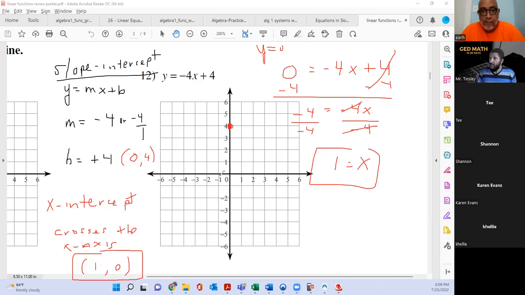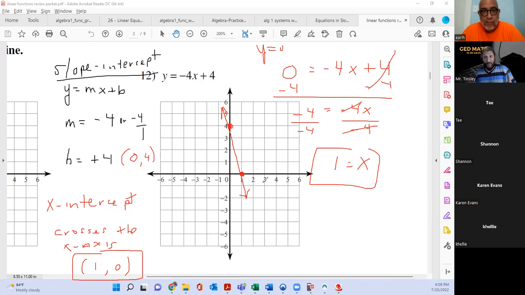So (1, 0). So x is 1, y is 0. If you notice, it's right on the x-intercept. So this is another way you can graph your line: by identifying the x and y intercepts and just connecting them, because you remember, you only need 2 points on a line.